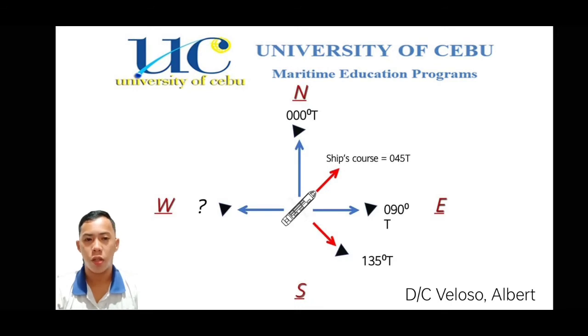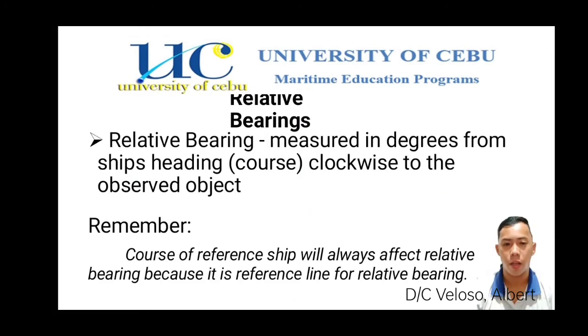In this illustration, it is shown that a true bearing is based on the true geographic north. As the ship's course is facing 045 degrees true, the bearing of its target is 135 degrees true, because the ship's course of 045 degrees plus 090 degrees gives us 135 degrees true. In the north we have 000 degrees true, in the east 090 degrees true, and in the west we have 270 degrees true.